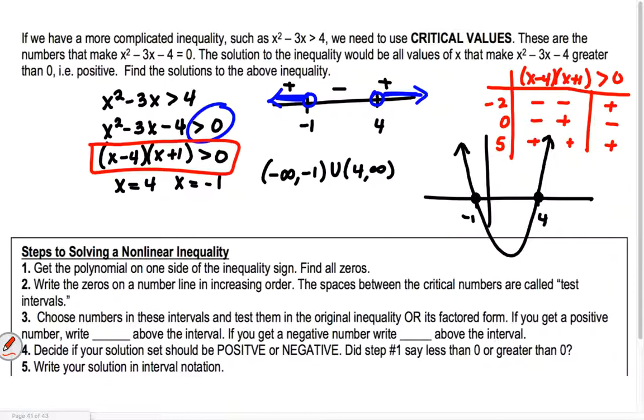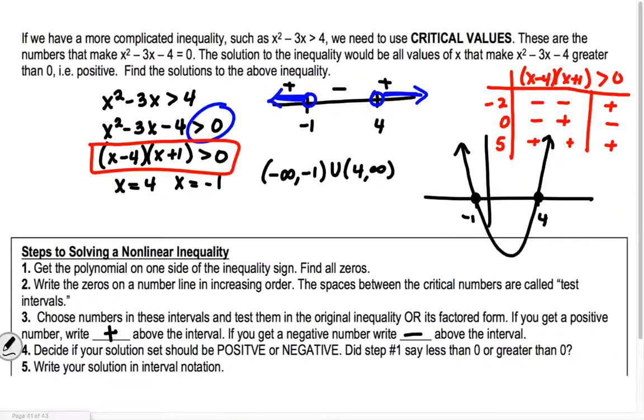So we have our steps. It says get the polynomial on one side of the inequality sign and find all zeros. Write the zeros on a number line in increasing order, so in the order they appear. The spaces between the critical numbers are called test intervals. Choose numbers in these test intervals and test them in the original inequality or its factored form. If you get a positive number, we write plus above the interval. If we get a negative, we're going to write a minus.